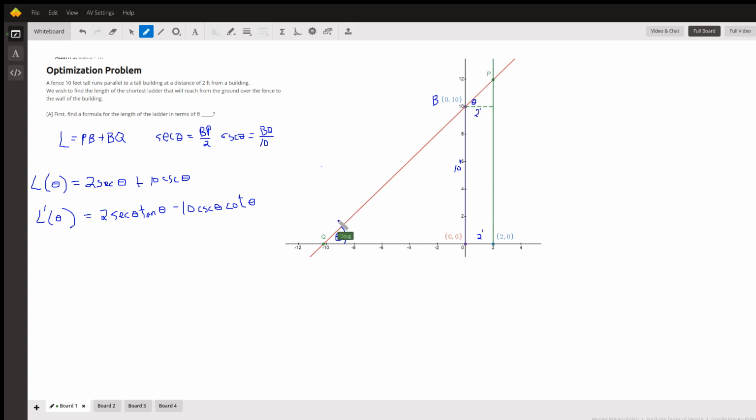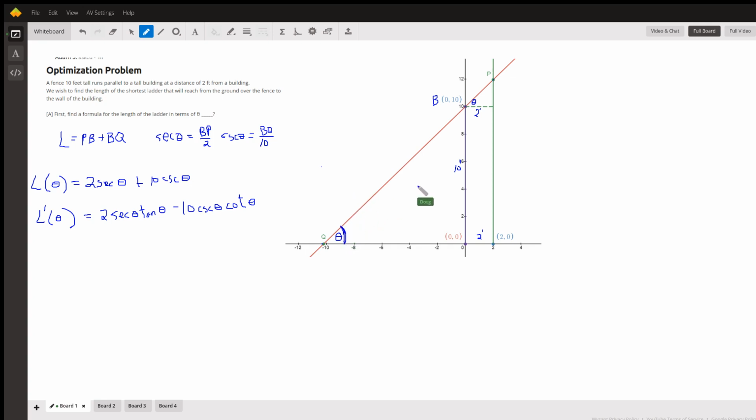And we want to know what is the length of the shortest ladder that will reach from leaning against the building, across the top of the wall, and, of course, hit the ground. And we're going to do this depending on the angle theta right here.